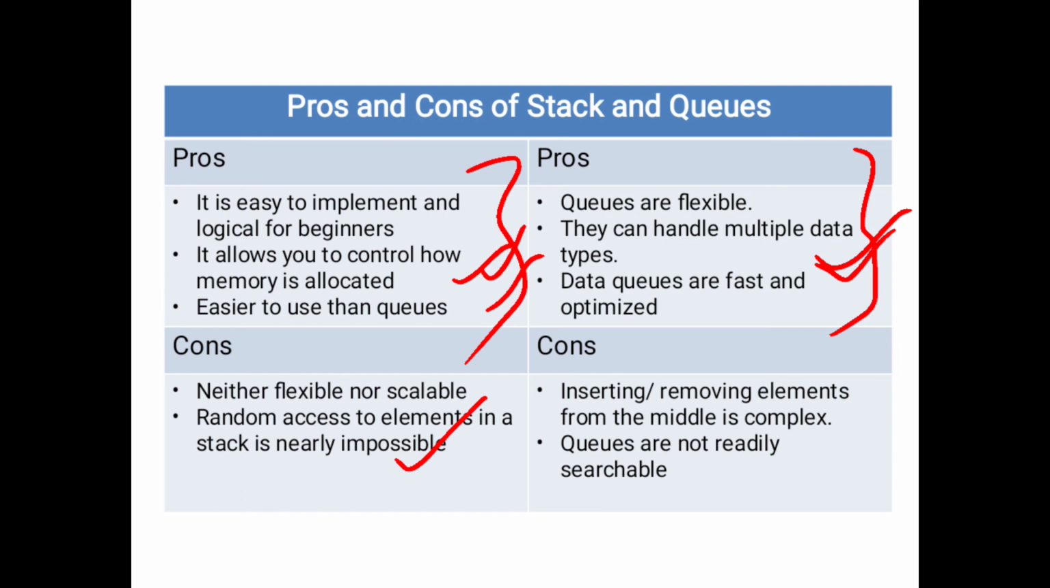Inserting or removing elements from the middle is complex. In a queue, we cannot insert data into the middle stage of the queue, and we cannot remove data from the middle stage of the queue, so that is the biggest disadvantage. Queues are also not readily searchable, so searching for any element in the queue is also complex. So these are the advantages and disadvantages of stacks and queues.